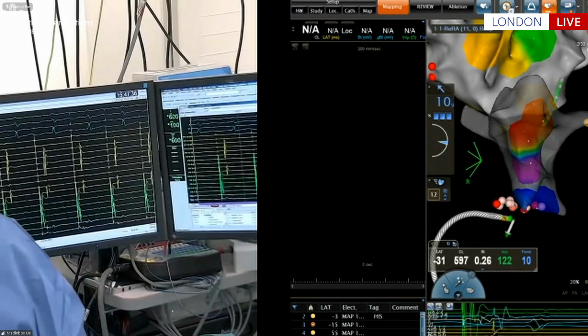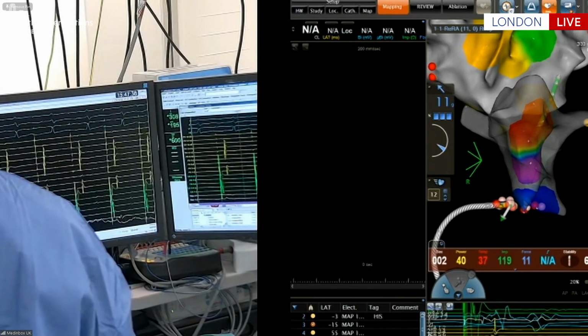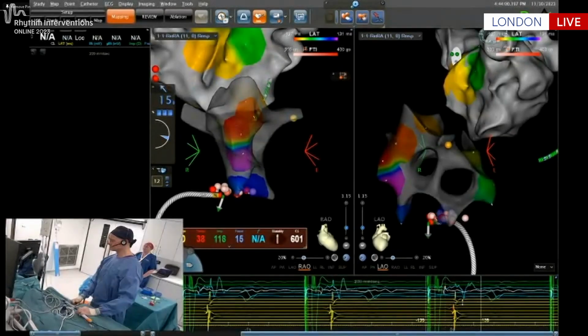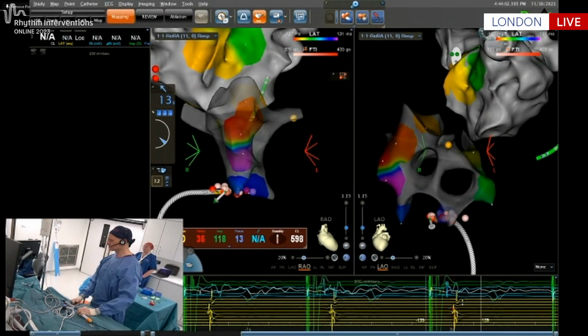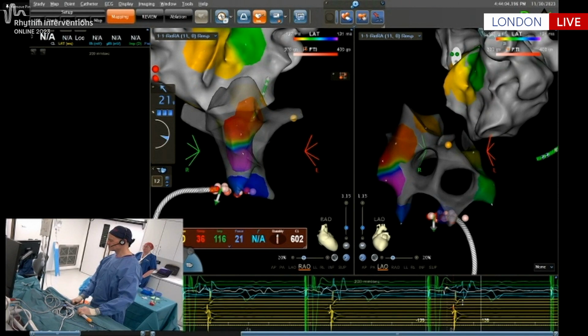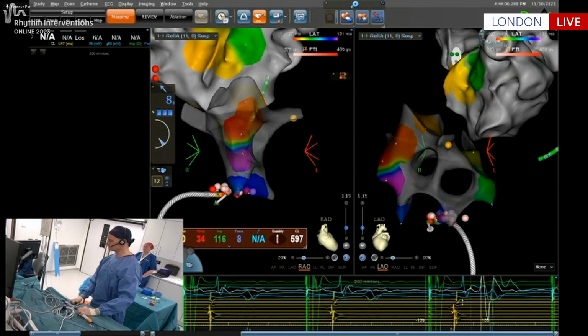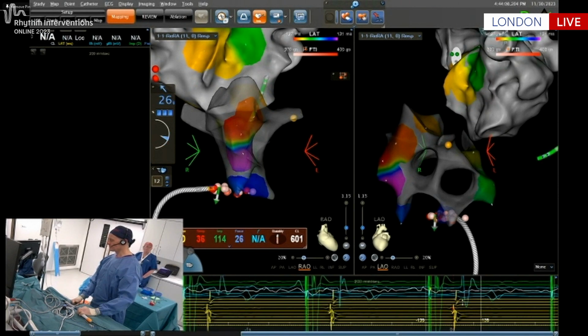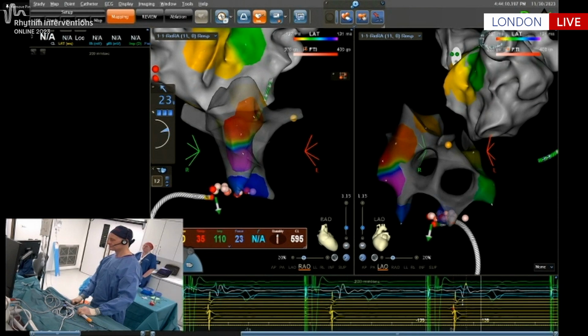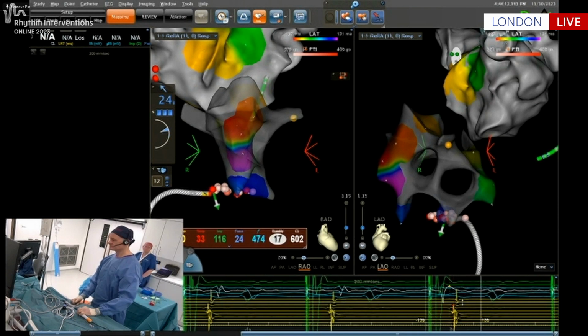Sorry, someone was asking me something. Yeah, just a couple of questions relating to your ablation strategy. First is, do you believe in a particular intertag distance that you target when you're doing a focal line or indeed any linear lesion? And the second thing was, do you look at generator impedance drop to see if there are any weak links in your chain?